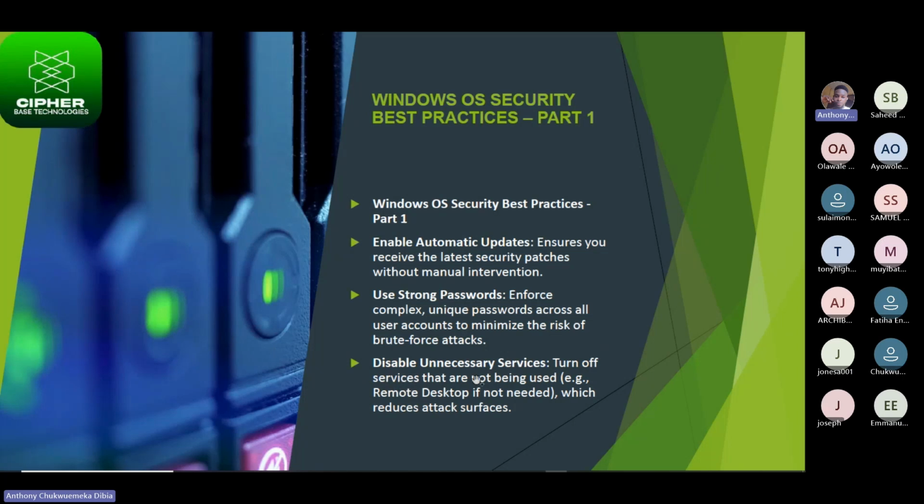Now, disable unnecessary services. Turn off services that are not being used. Example, remote desktop, if not needed. We say remote desktop, that's RDP, uses port 3389. So those kinds of services should be turned off if they are not needed, which reduces attack surfaces.